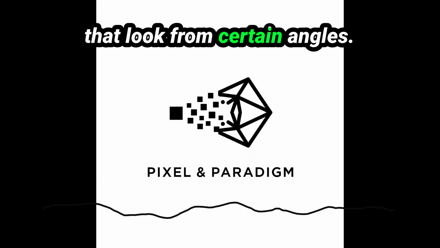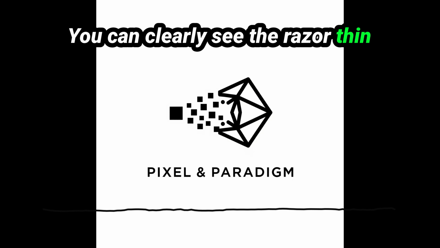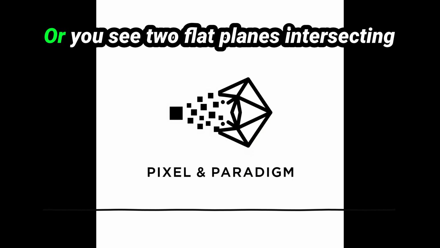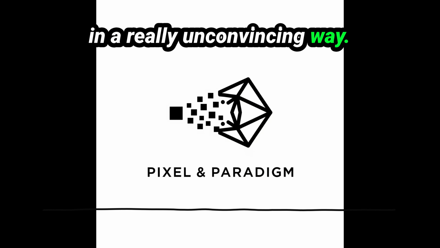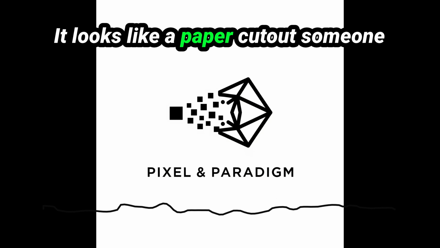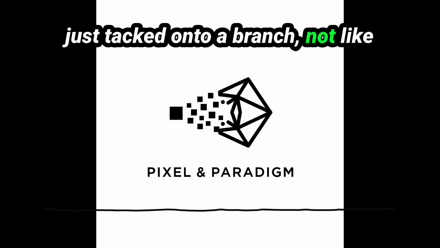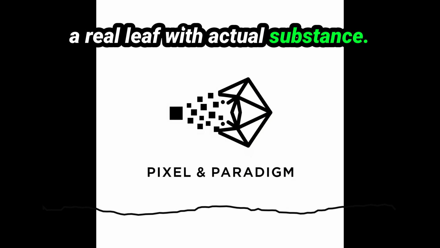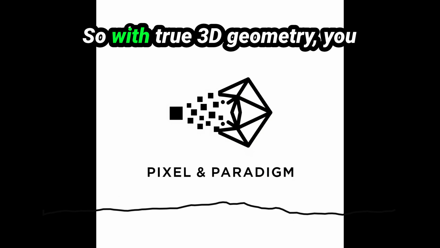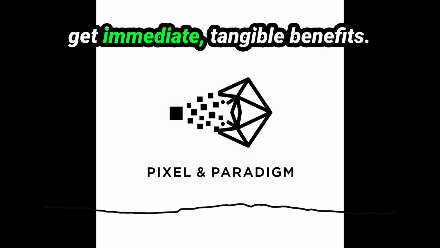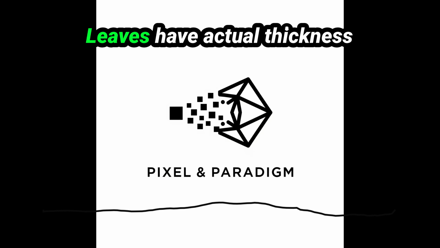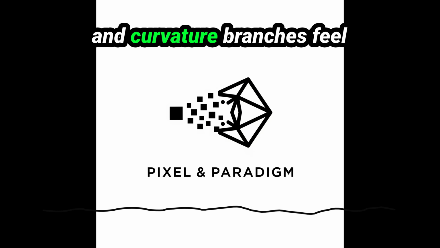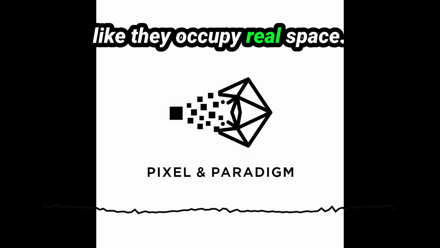You know that look from certain angles. You can clearly see the razor-thin edge of the card sticking out, or you see two flat planes intersecting in a really unconvincing way. Yeah, it totally breaks the illusion. It looks like a paper cutout someone just tacked onto a branch, not like a real leaf with actual substance. Exactly. So, with true 3D geometry, you get immediate, tangible benefits. Leaves have actual thickness and curvature. Branches feel like they occupy real space.